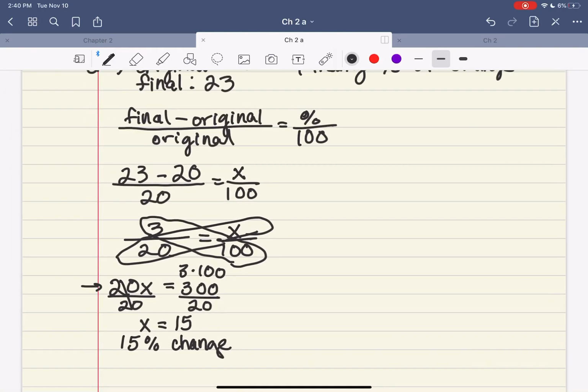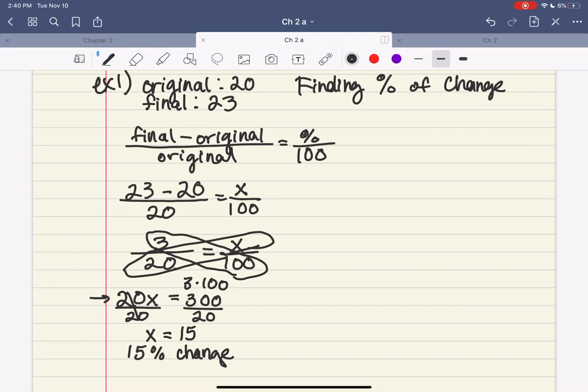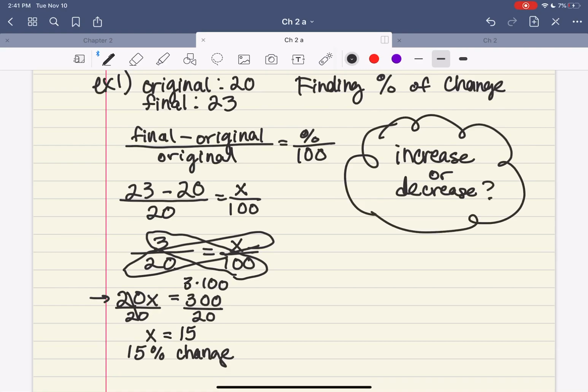So it changed 15%, but especially in real life, you want to know what type of change that was. Was it a change where it increased or a change where it decreased? So we're going to look at, is our percent change a percent increase or a percent decrease? Here we had an original of 20 and a final of 23, so we went up 3. So that means that we have a 15% increase. And that's going to be your answer. That's the percent change that happened.